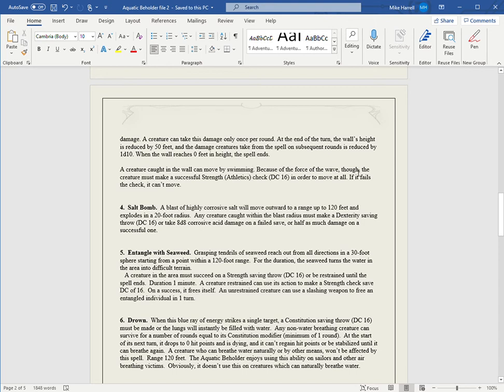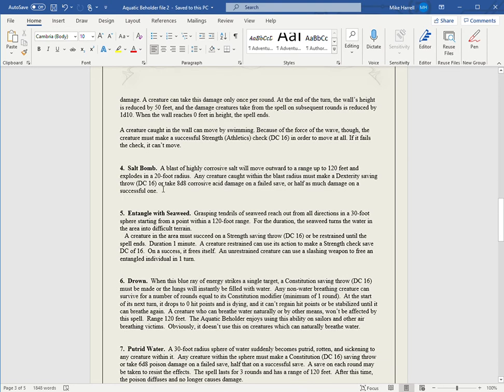Because of the force of the water, though, the creature must make, again, that athletics check in order to move at all. If it fails, it can't move. Next Eyestalk, Salt Bomb. A blast of highly corrosive salt will move outward to a range up to 120 feet and explode in a 20-foot radius.